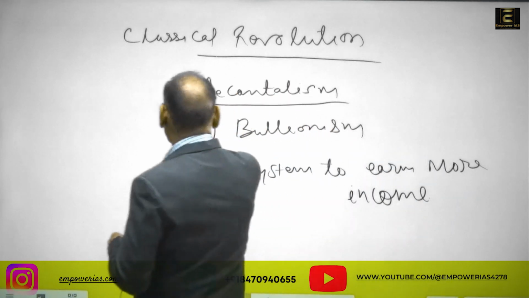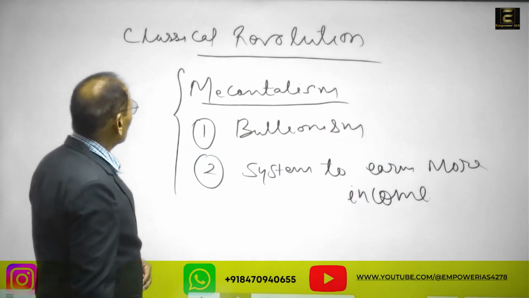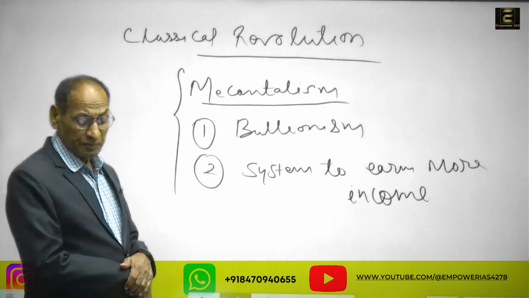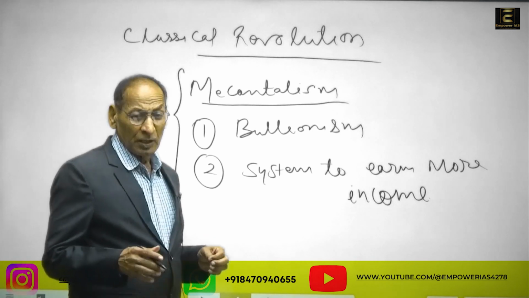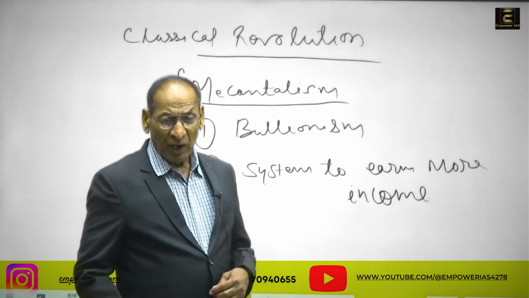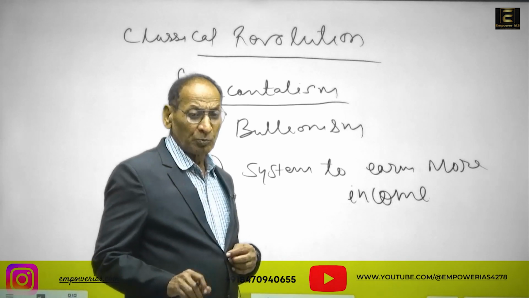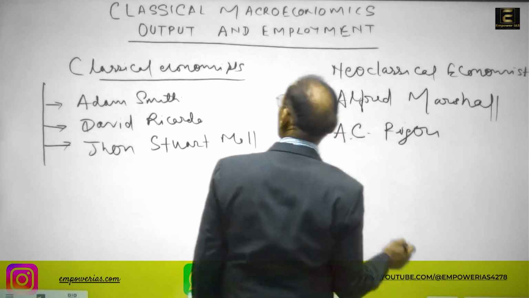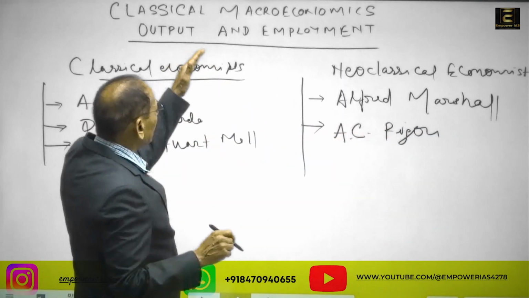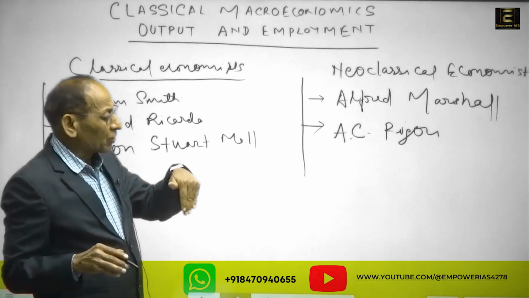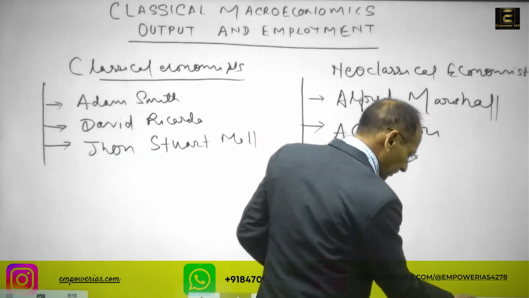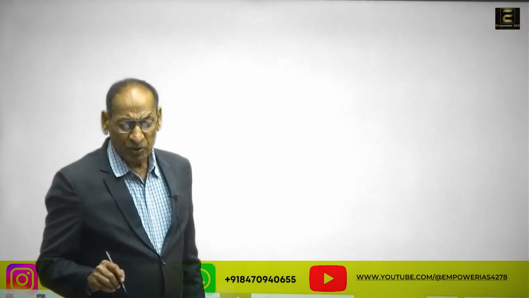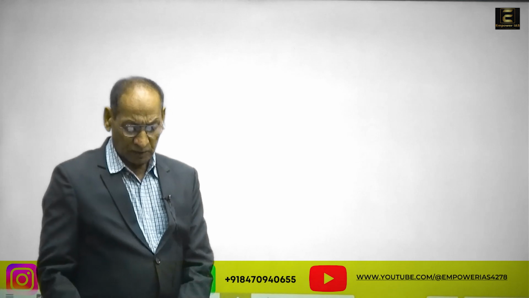So against this idea, that is mercantilism, the new thought came, that is called the classical revolution. And as I said, these are Adam Smith, David Ricardo and John Stuart Mill. Here we have to study on the basis of classical macroeconomics, that is output and employment. This classical macroeconomics is based first on what is called the production function.